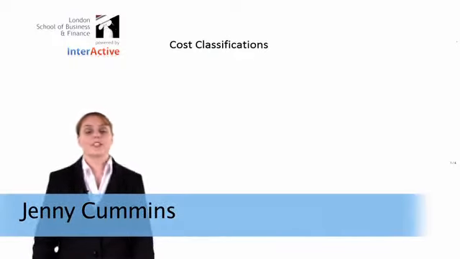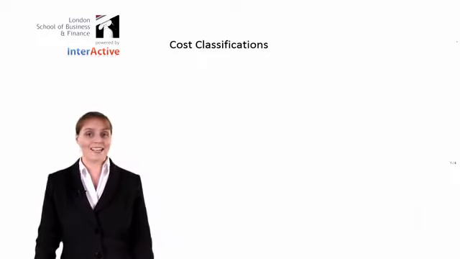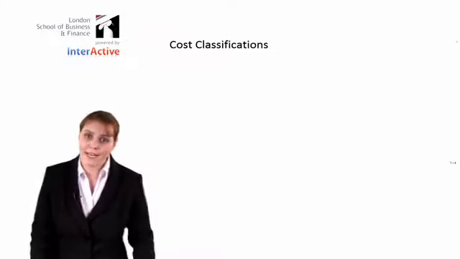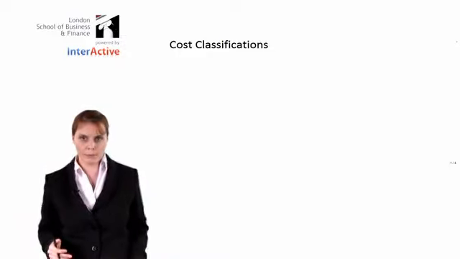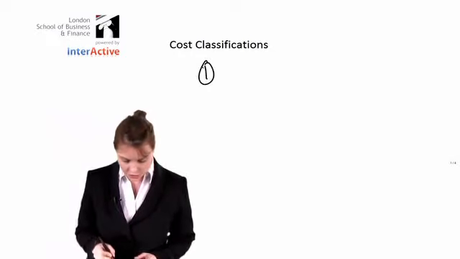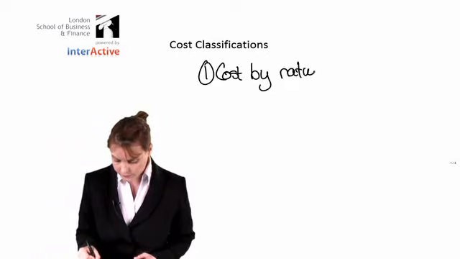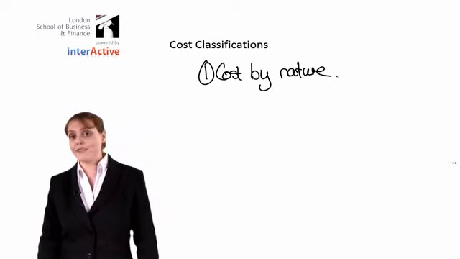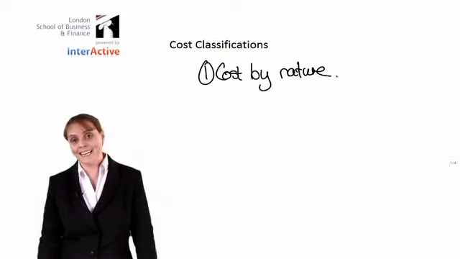In this session, we're going to begin looking at the different types of cost classifications or categorizations we can make. There's a number of different ways in which we can split up the different costs incurred by a company. Our first classification is by nature. We're going to see that there are three different categories all the costs of an organization can be allocated into.